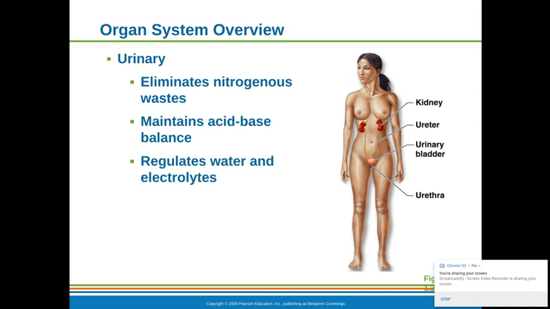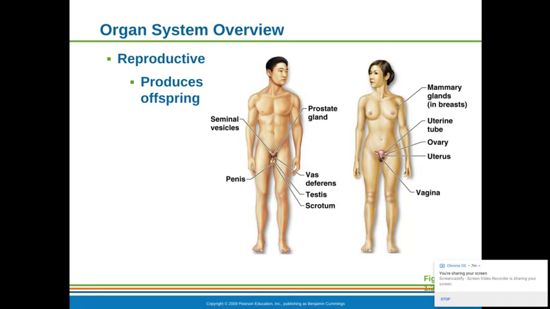So when you get dehydrated, what's happened is you haven't kept enough water and electrolytes in your system, and this is out of balance. And we need to do everything that we can to help regulate it. Okay, finally, we have the reproductive system. Obviously, this produces offspring. It also is a component of the endocrine system as well, in terms of hormone production. The primary hormone being produced in males being testosterone, and the primary hormone being produced in females being estrogen.